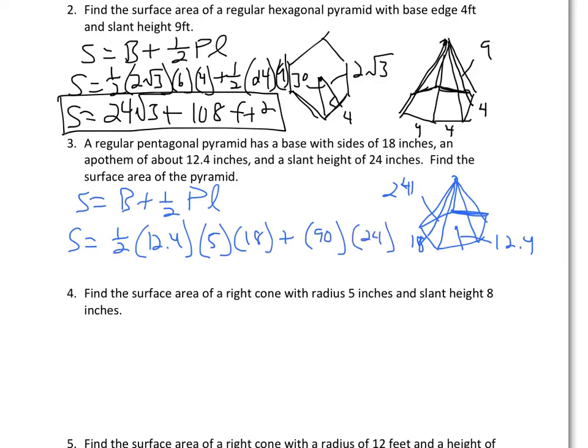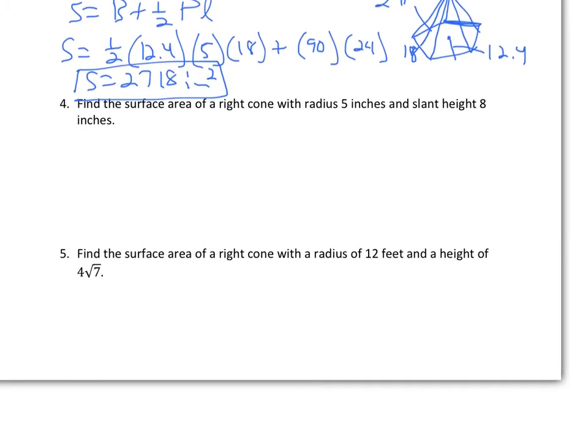Okay, so once you get that, you can just do all the multiplication and addition in your calculator, like I'm doing currently. We've got 0.5 times 12.4 times 5 times 18. It's 558 plus 90 times 24 is 2,718 square inches. Okay. Now the last two are not nearly as difficult as that one.